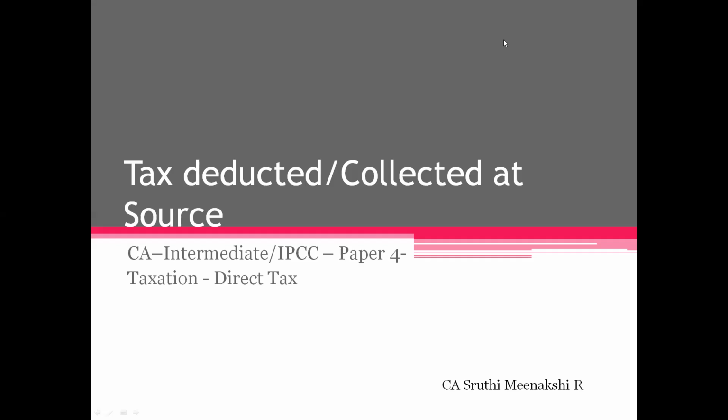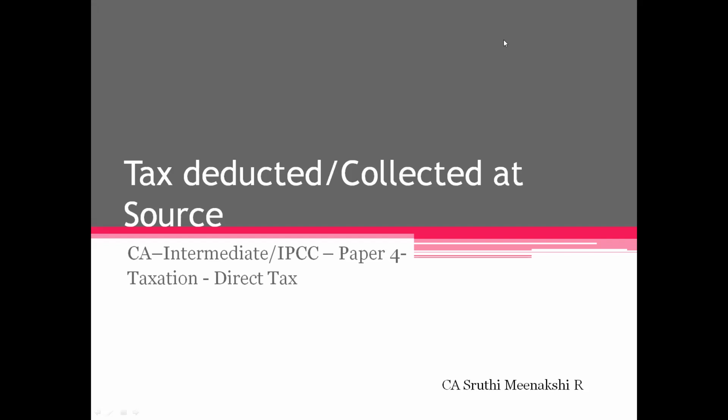Our next video will be on TDS and TCS, that is tax deducted at source and tax collected at source. So what is the difference between TDS and TCS? TDS credit is on our expense, whereas TCS credit is on our income.